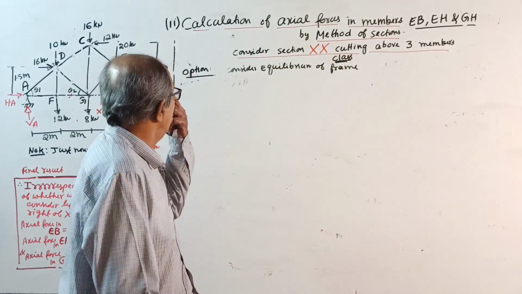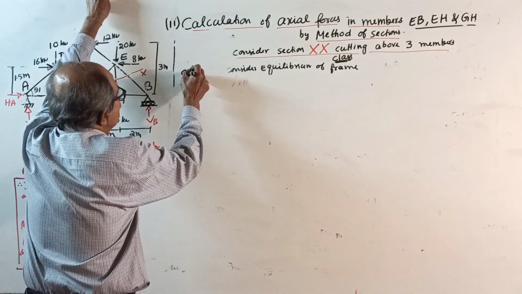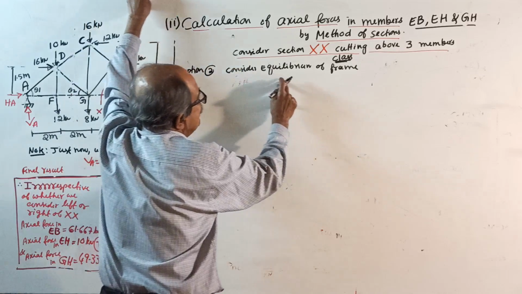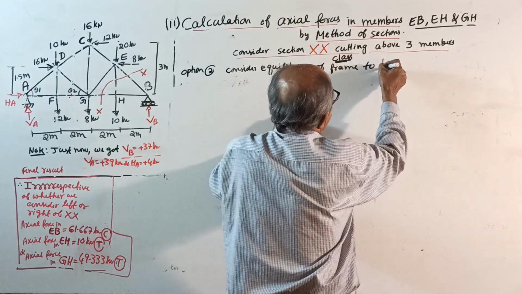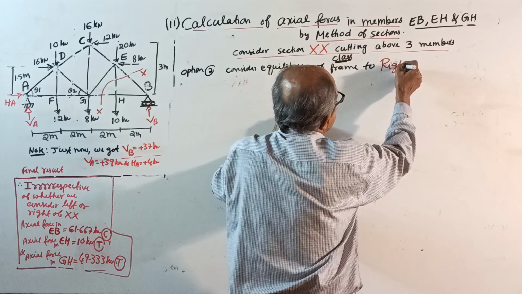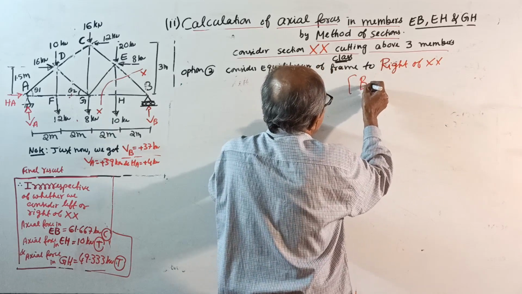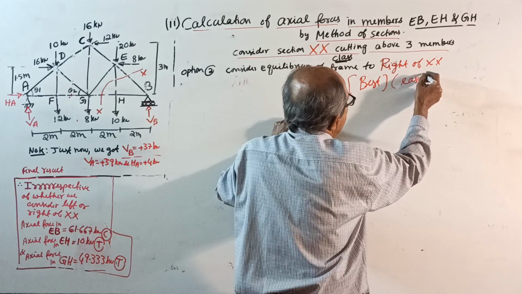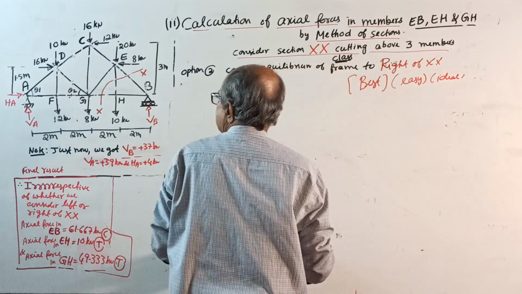Now, option 2. Space problem is not there. Option 2: consider equilibrium of the frame to the right of XX. Best solution, because very, very easy, and an ideal solution. Okay, start.